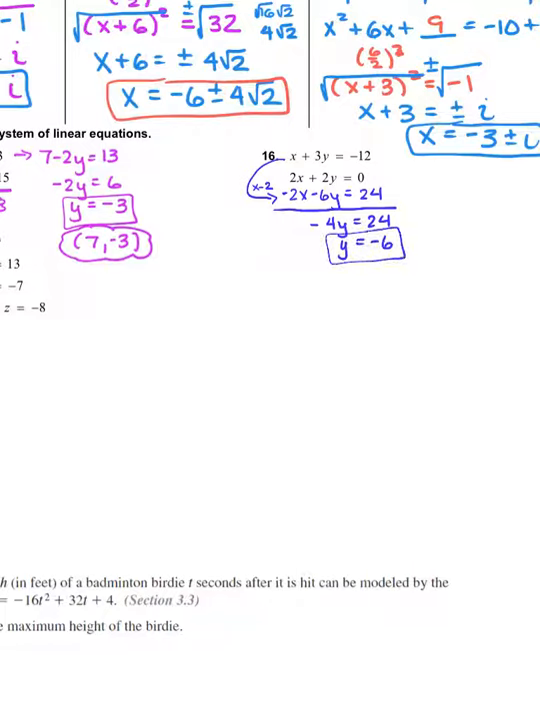And then we substitute it back in. I'm going to substitute it into the first equation. So x plus 3 times negative 6 is negative 18, equals negative 12. So x is going to equal negative 12 plus 18, which is going to give me 6. So my final answer is 6 comma negative 6 when we write it as an xy ordered pair.